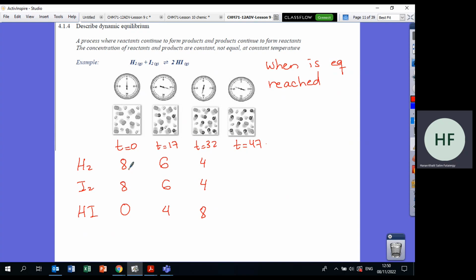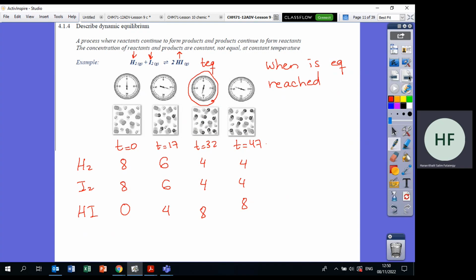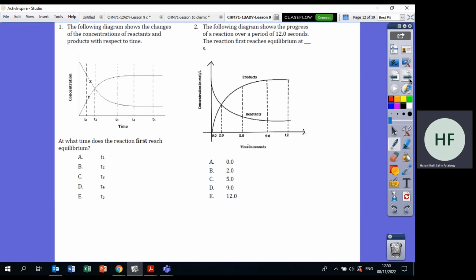Now what do you notice? We notice that H2 is decreasing, of course, because it's a reactant. I2 is also decreasing because it's a reactant. HI is increasing because it is a product. Now let's see here: 1, 2, 3, 4. 1, 2, 3, 4, and 8. So when did the reactants and products become constant? After this point. So this is the time where equilibrium is reached. Whenever they become constant, this means equilibrium is reached at this point.